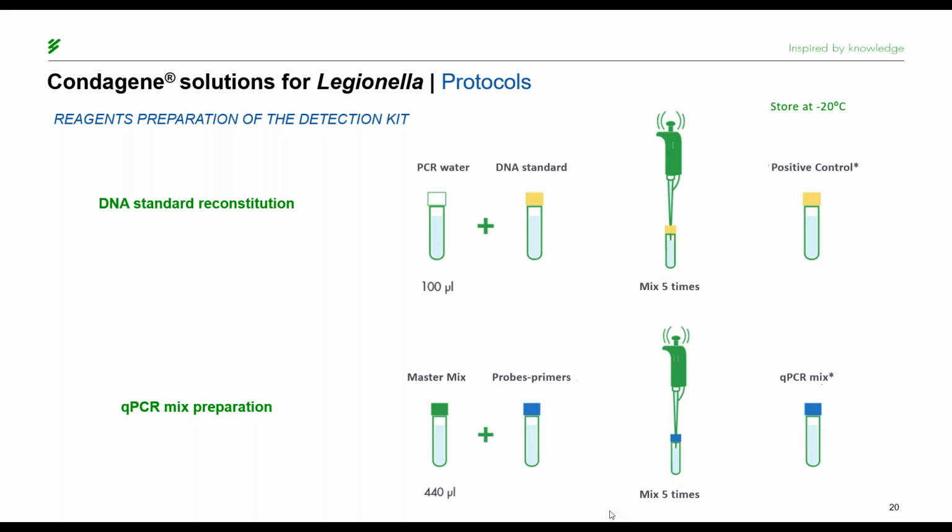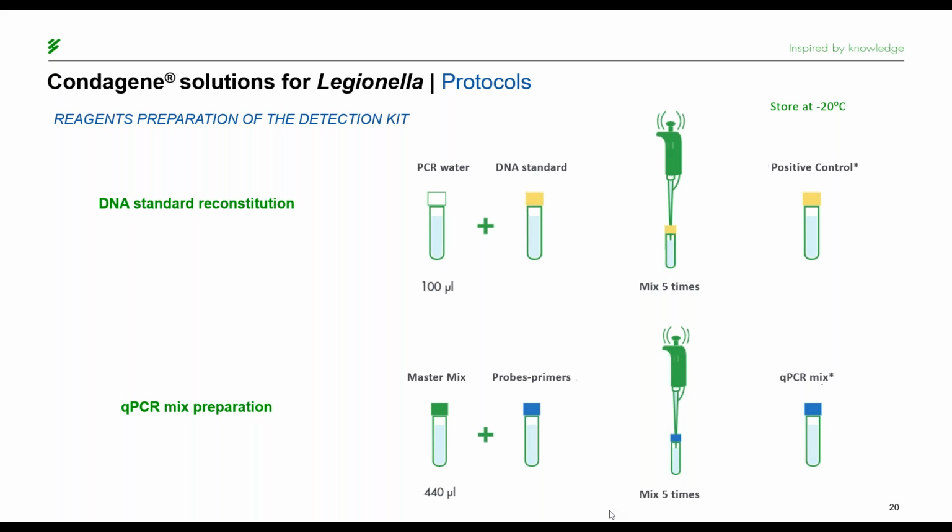We would have to reconstitute the positive control, which is simply adding 100 microliters of PCR grade water to the control tube, mix it well with the pipette to homogenize, and voila, there's the positive control ready to be used. Then, on the other hand, we have to reconstitute the tube with the probes and the primers.